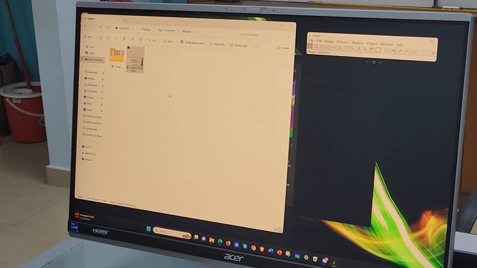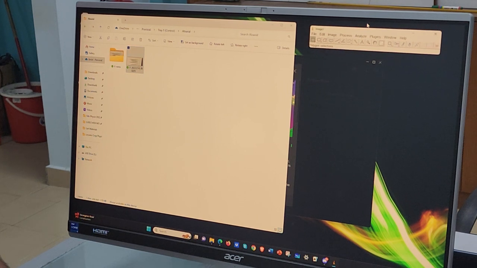Okay. You've got your image ready. You've got your ImageJ open. If I'm too fast, let me know. So, take your image here.